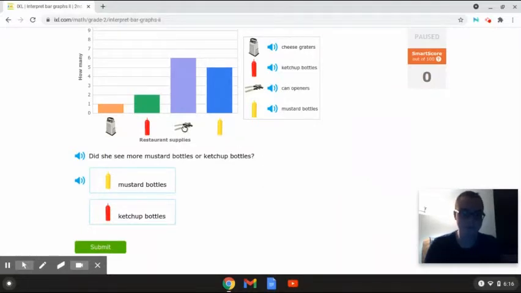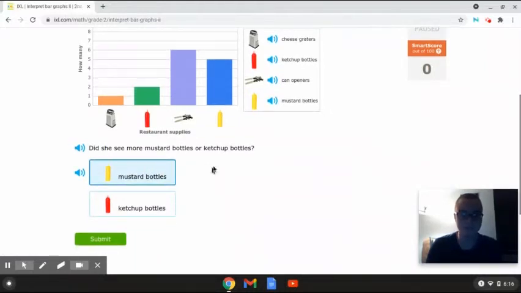Alright, so if we look here, there are 2 ketchup bottles, and there are 1, 2, 3, 4, 5 mustard bottles. So 5 is greater than 2, so therefore Tina saw more mustard bottles. So the answer for this problem is mustard bottles, because we took a look at the bar graph and saw that there were 5 mustard bottles and 2 ketchup bottles, and 5 is greater than 2, so the answer for this problem is mustard bottles. And that is how to solve this problem. So let's hop on to another one.